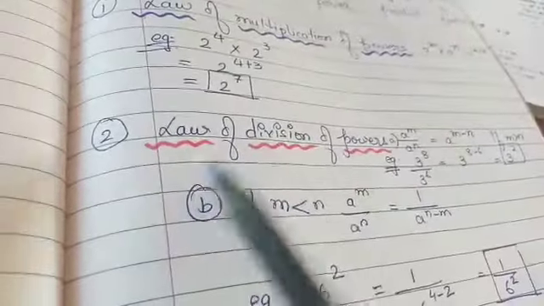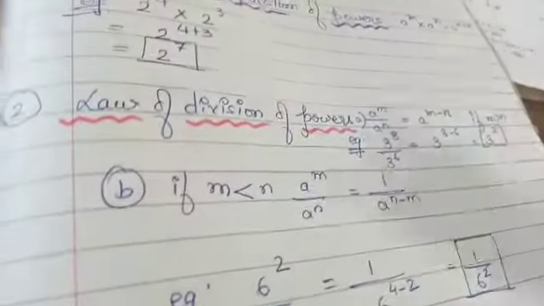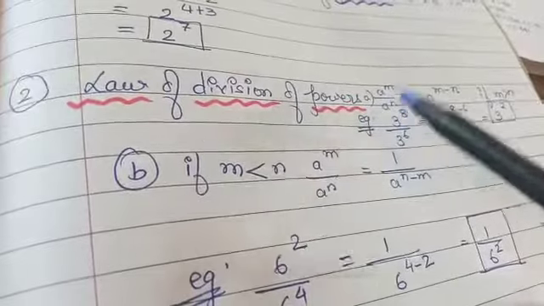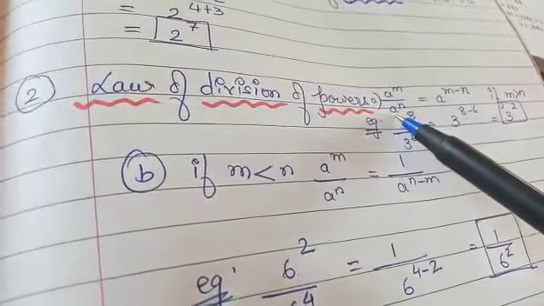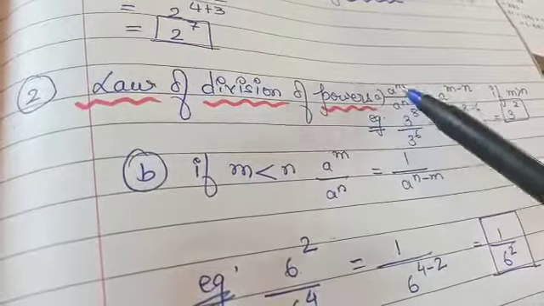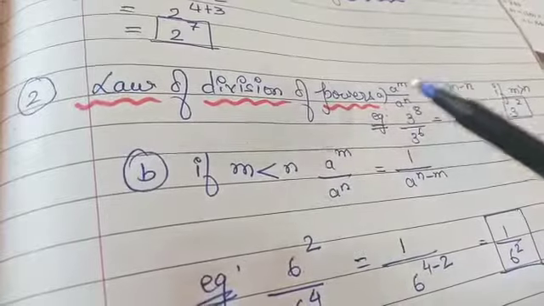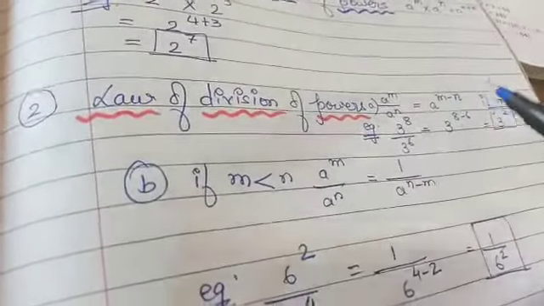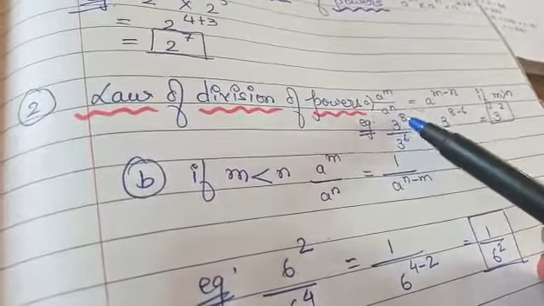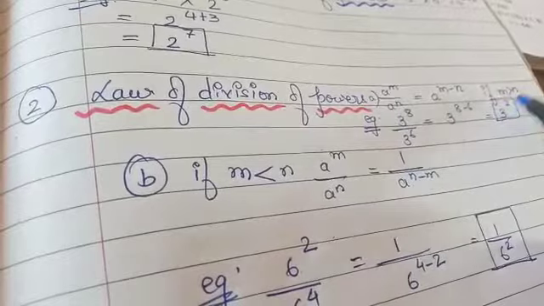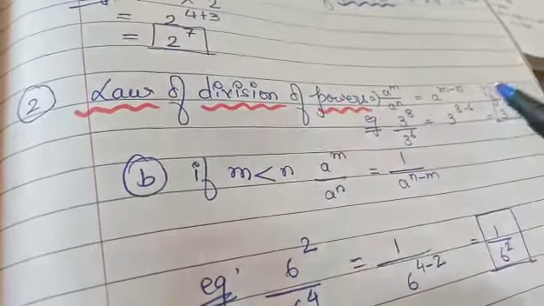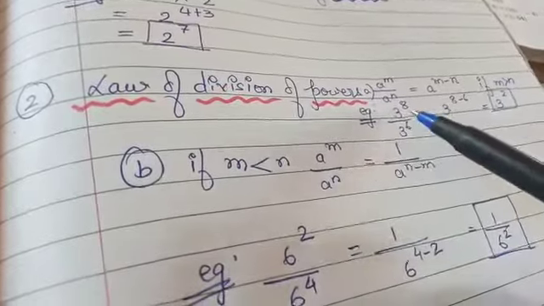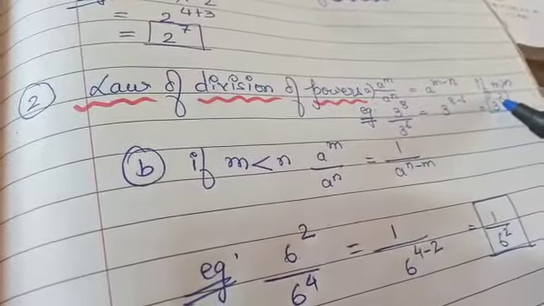Now second one is law of division of powers. In this there are two sub rules, a and b. Division means one above the other. So a raised to the power m upon a raised to the power n. The base is the same, powers are different. If it is division you have to do minus, if it is multiplication you have to do addition. Remember this. Here, if m is greater than n, for example 3 raised to the power 8 upon 3 raised to the power 6. Bases are the same, so write only one time and do 8 minus 6, so 3 raised to the power 2. This is your answer.